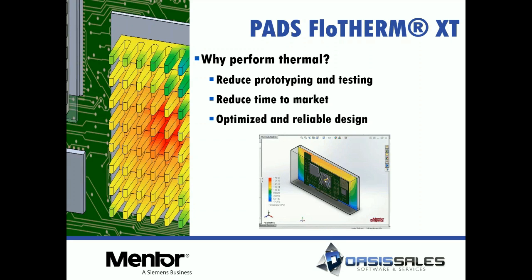The second one is reducing the time to market. So if you're doing less prototyping and less testing, then you're going to be able to get your product out into the market faster and, you know, jump some of your competitors possibly. And yes, you can reduce the engineering and the lab costs associated with that as well.